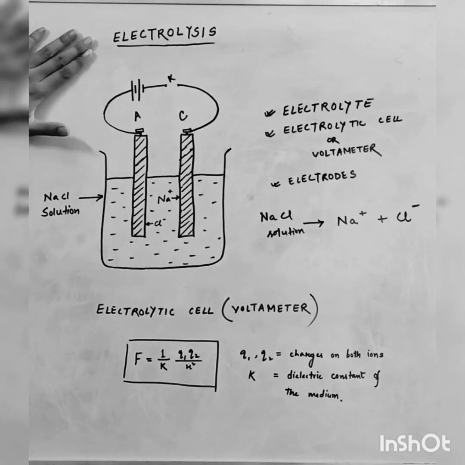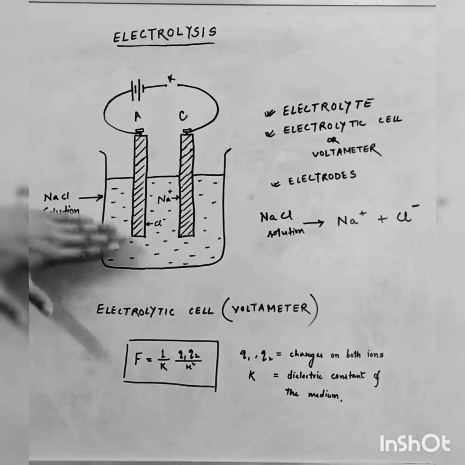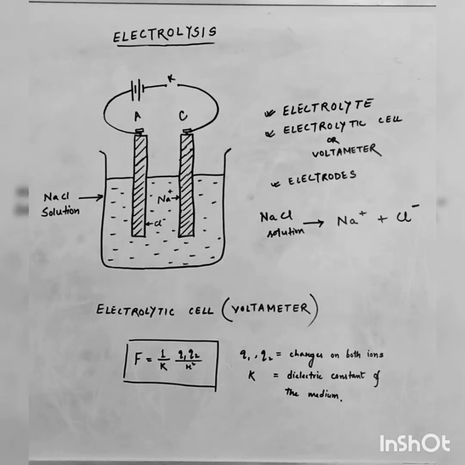Now, let us see what electrolysis is. The whole process of decomposition or dissociation of compounds in a solution due to the passage of electric current is known as electrolysis, and the solution which undergoes the electrolysis process is known as the electrolyte, and the process of electrolysis is carried out in a vessel.